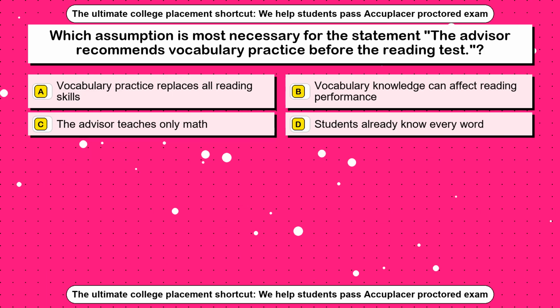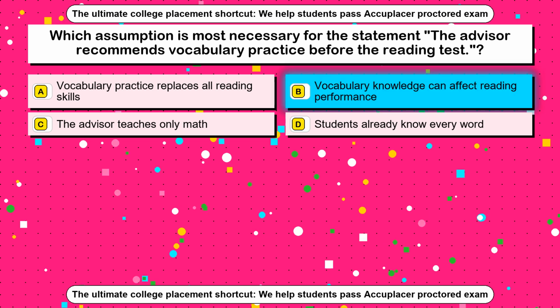Question 93. Which assumption is most necessary for the statement, the advisor recommends vocabulary practice before the reading test? Option A, vocabulary practice replaces all reading skills. Option B, vocabulary knowledge can affect reading performance. Option C, the advisor teaches only math. Option D, students already know every word.